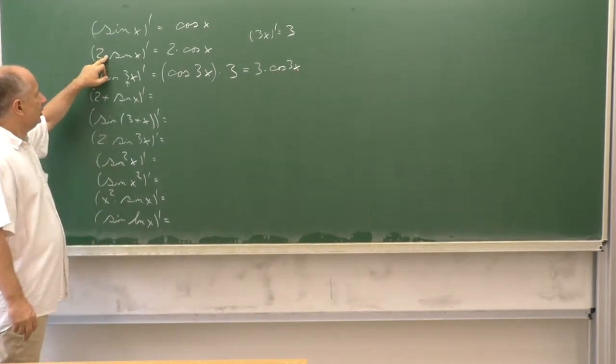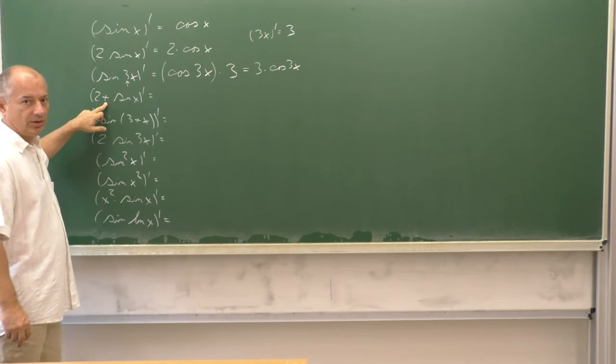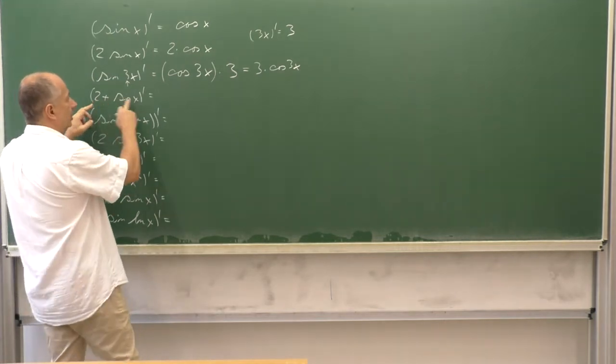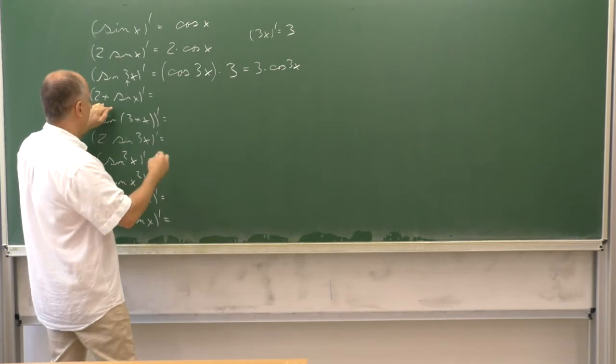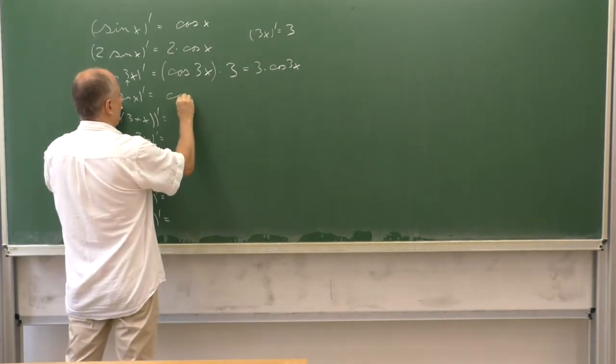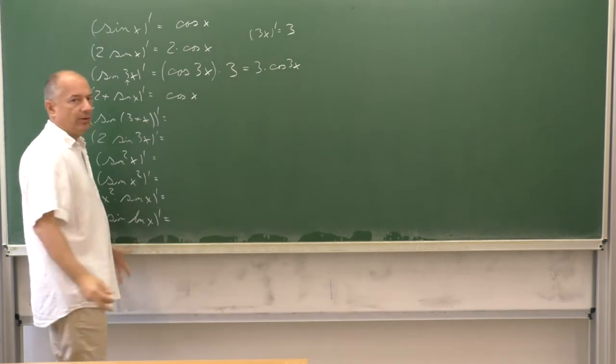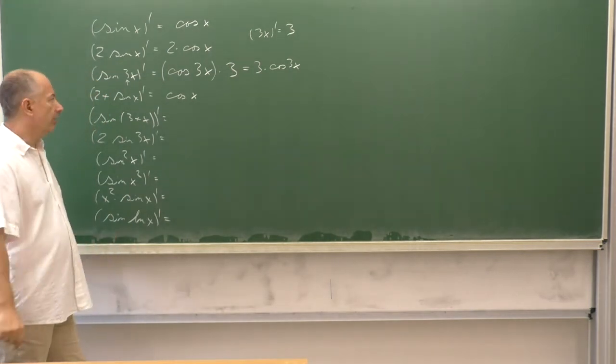What if we don't multiply? What if we add a constant? Well, adding a constant changes nothing. So the derivative of 2 is 0, plus the derivative of sine, which is cosine. And we don't have to write 0 plus something.